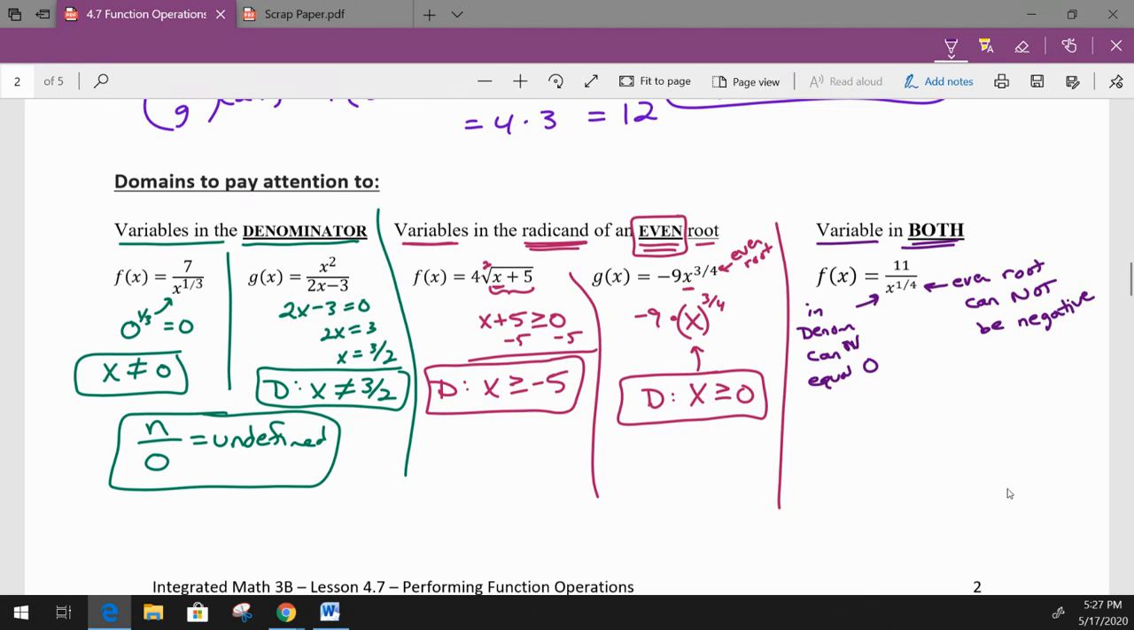It cannot equal 0 because it's in the denominator, and your x cannot be a negative number because it has an even root. So in this case, rather than saying x can be greater than or equal to 0, you would simply state x has to be greater than 0. The only difference is that equal to sign, you do not include it. And there you have your example.